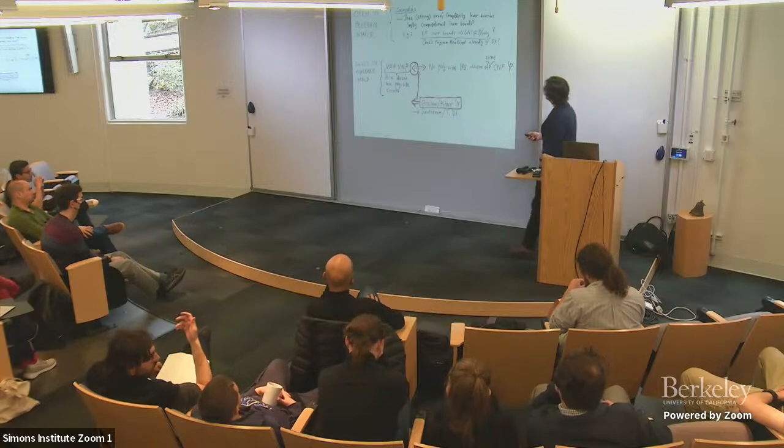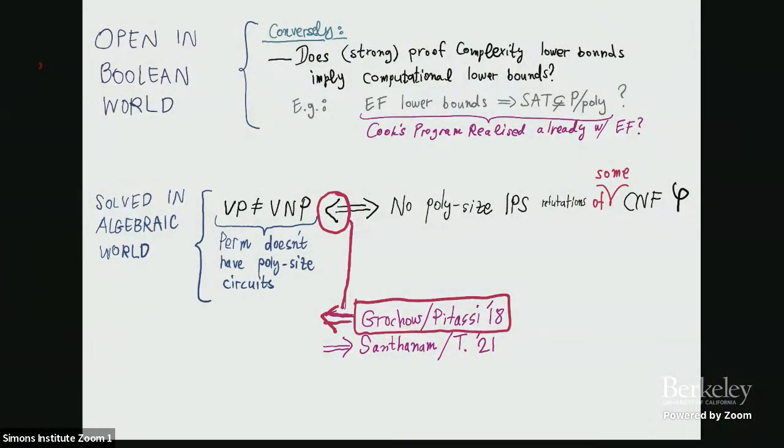Oh, and of course, now we flip the direction and we have this open problem in the Boolean world. Do strong proof complexity lower bounds imply computational lower bounds? If lower bounds imply, for instance, maybe SAT is not in P/poly.